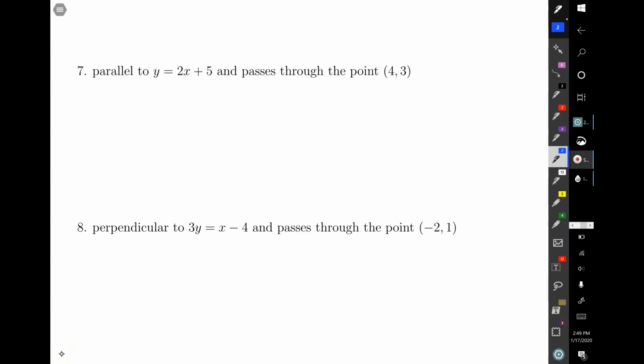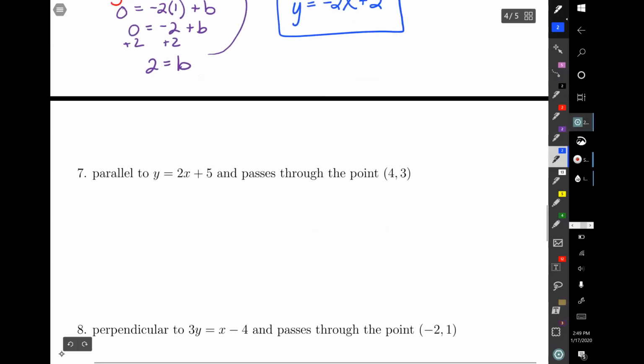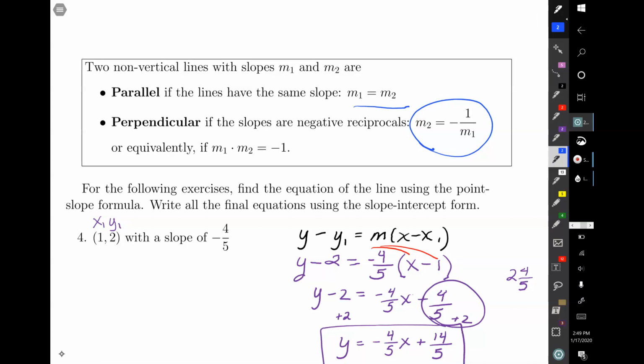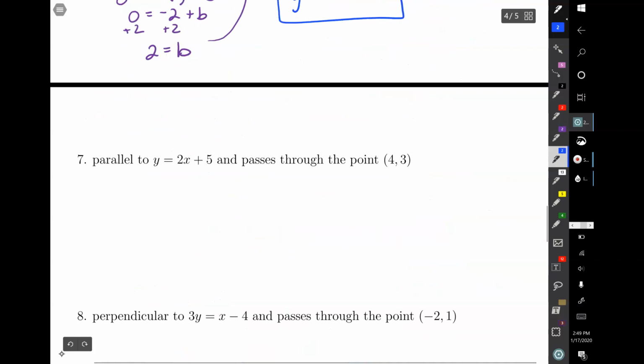Okay, so this is part 3 of the 2.2 section. We're going to look at parallel and perpendicular lines. So we talked earlier about the parallel lines. They have the same slope. Perpendicular lines will be opposite reciprocal, or if you multiply them together, you'll get -1. That's another way you can tell for sure.